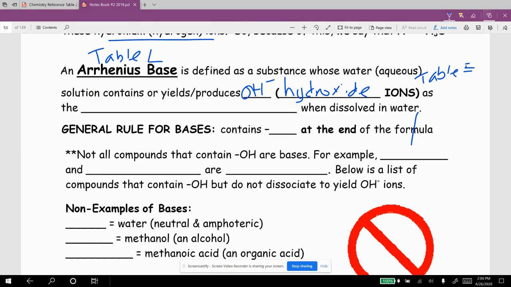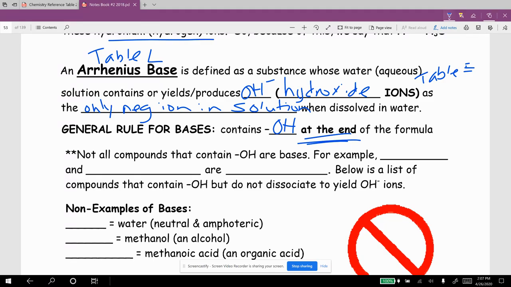So if acids have the H plus as the only positive ion in solution, bases have to be the complete opposite. So bases have the OH minus as the only negative ion in solution. H plus, only positive ion. So now OH minus, only negative ion for the base. So a base is going to have an OH at the end of the formula. Notice how I did not say the beginning of the formula, the end of the formula.